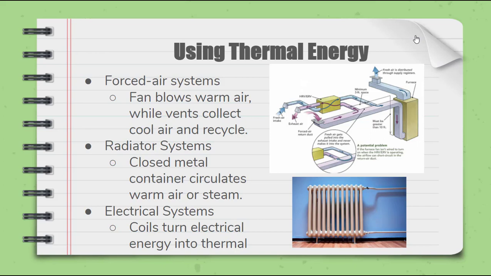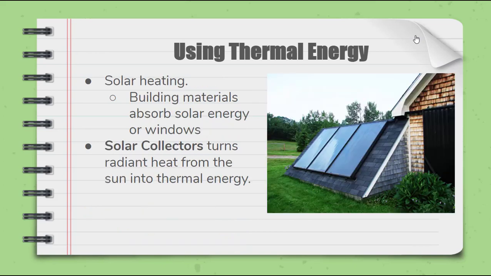take in air. Radiator systems are closed metal containers that circulate warm air or steam. You tend to see these in older homes on the bottom right-hand side, but these are also ways that thermal energy is transferred and used to heat up your home. And electrical systems as well. Coils turn electrical energy into thermal energy, and you see a lot of these with things like space heaters that you may find in your home.